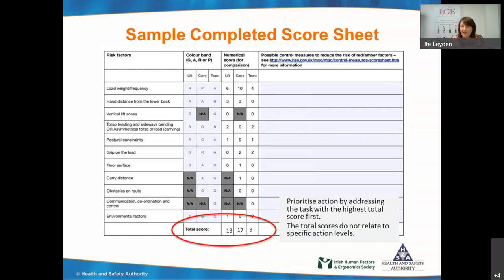So why then do we have this total score calculation at the end of the score sheet? We have that there just to prioritize the actions, or prioritize which tasks we're going to focus on. So if we have a limited amount of resource, we'd focus on the ones with the higher score first, and then look within that at which risk factor needs to be addressed.